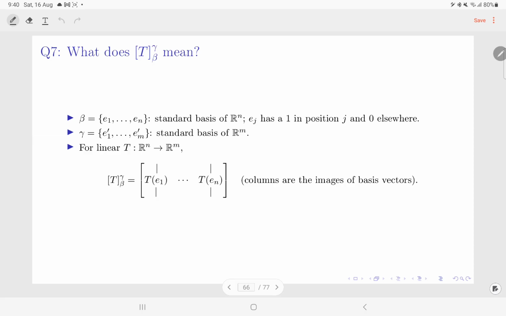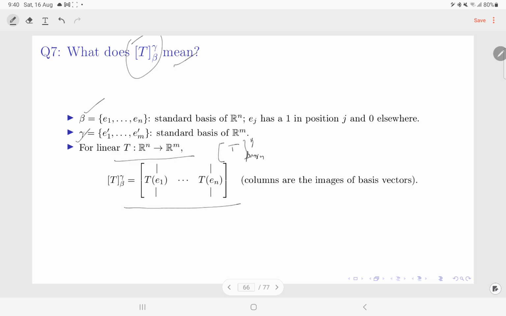Now let's go to question 7, where you need to find this matrix. What do you mean by this one? For your question, the standard basis is given for beta, and the second for R^m, the standard basis is given as gamma. So now you need to find this transformation matrix, which will be of M cross N for beta and gamma. This is what it means. I have given the definition earlier as well. These are the simple steps you need to follow, and I have given some examples there.